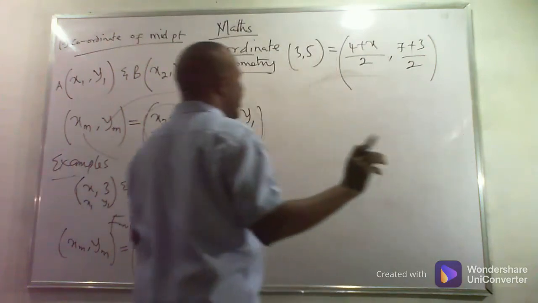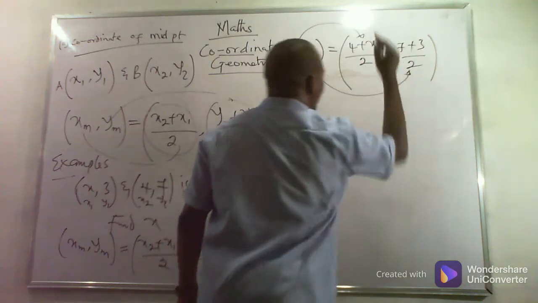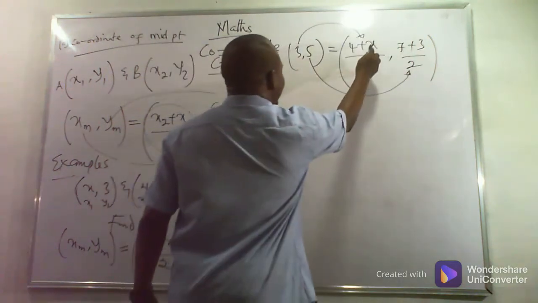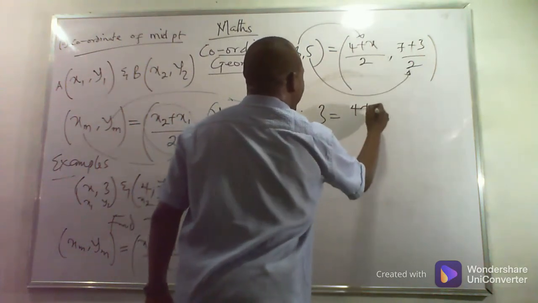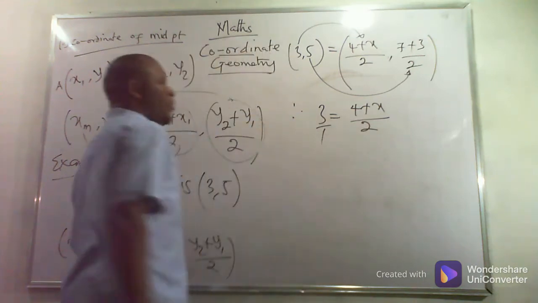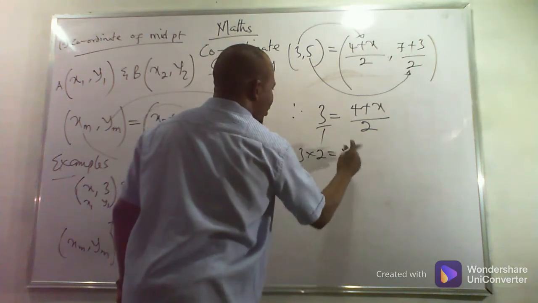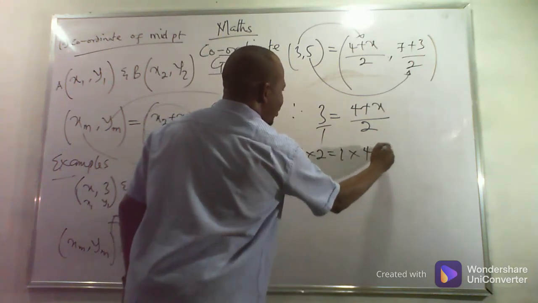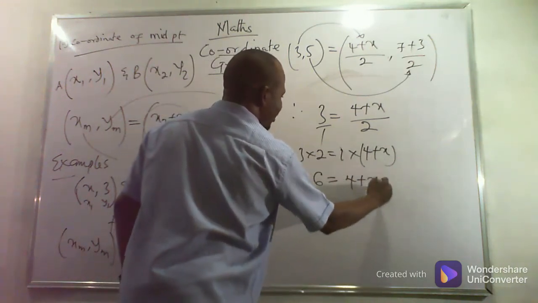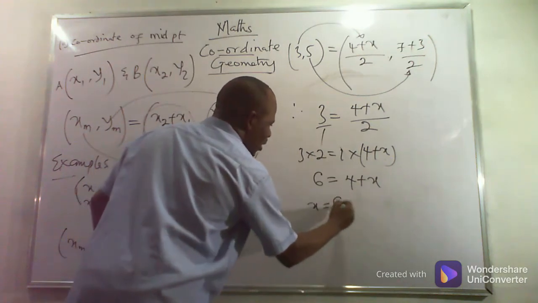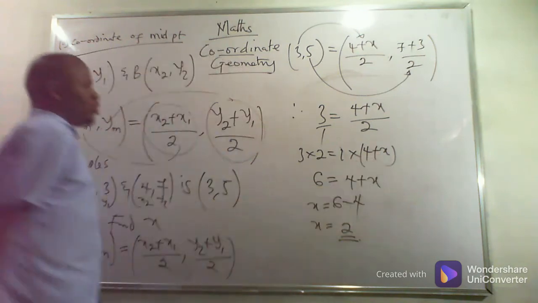Now, this is where the problem is. Everything here is equal to this. So where we have the unknown is this. So you can therefore say 3 equals 4 plus x over 2. You know this 3 is over 1. So we can cross multiply. So you have 3 times 2 equals 1 times 4 plus x. So you have this times this, 6 equals 4 plus x. So you can collect like terms. x equals 6 minus 4. So x equals 2. So the unknown is 2.